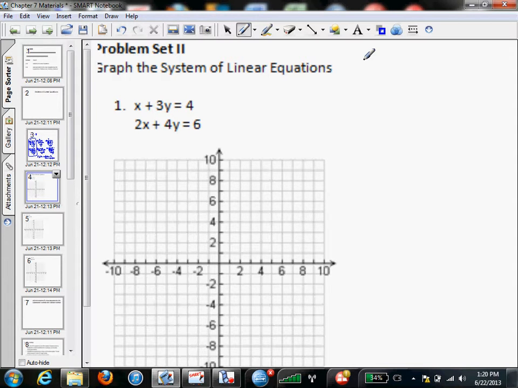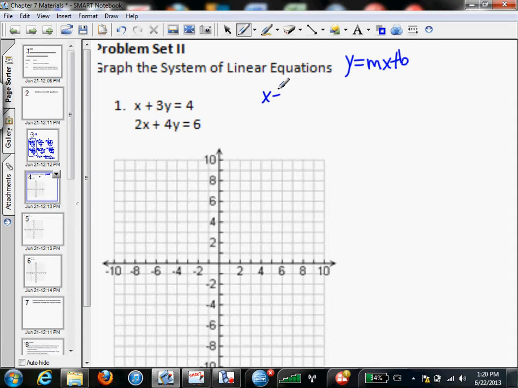Alright, so let's get started with problem set 2, graph the system of linear equations. Okay, you can use any way you know how to graph these equations. And what I like to do is put them in the form y equals mx plus b, where m is the slope and b is the y-intercept, where we graph b first, then we use the slope to plot the points. So if we do that first, we want to get y on the other side.